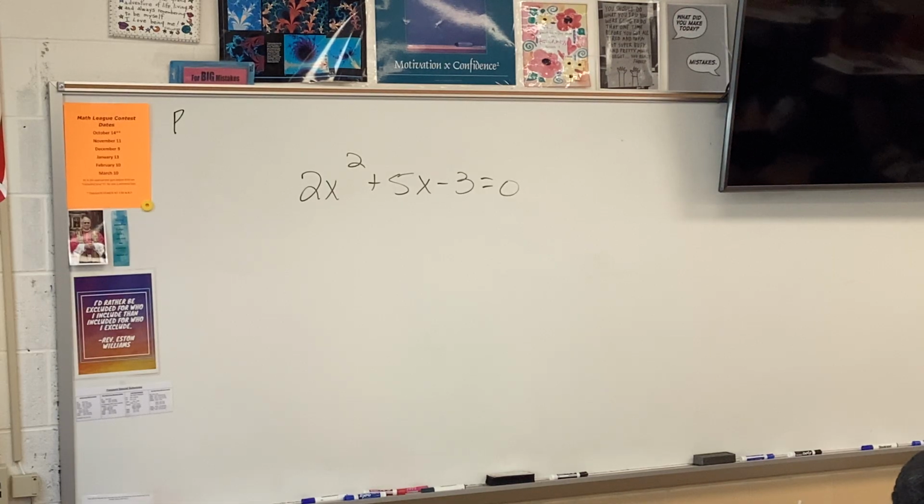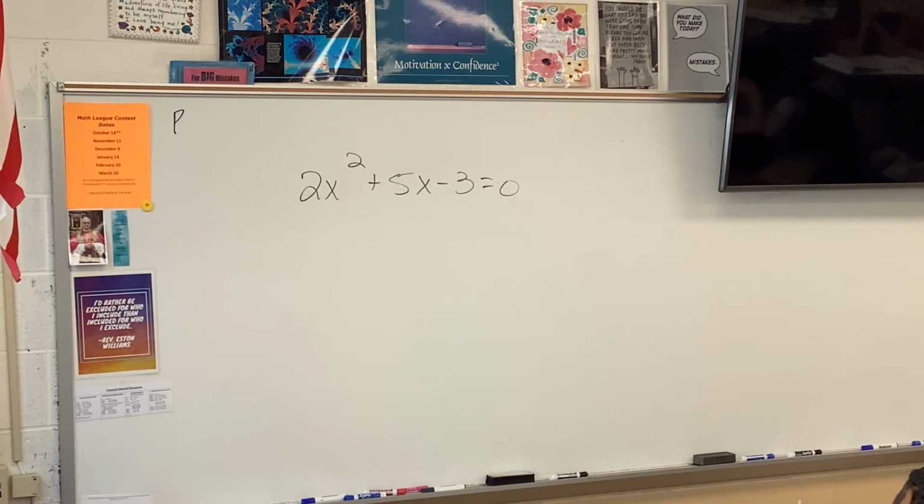You have a squared button right here. Press it. Now your equation should say 2x squared. And then plus, just your regular plus sign. 5. Now you need another x. Where are we getting the x? Right here.